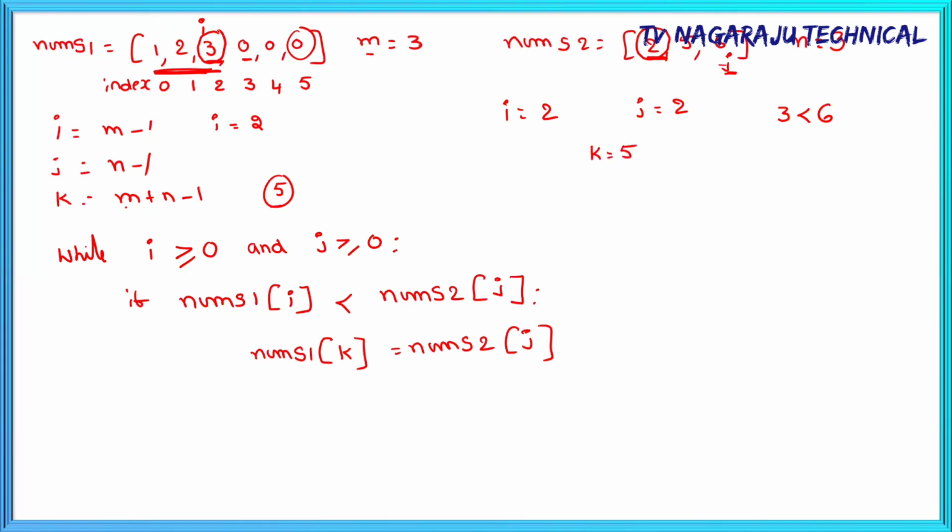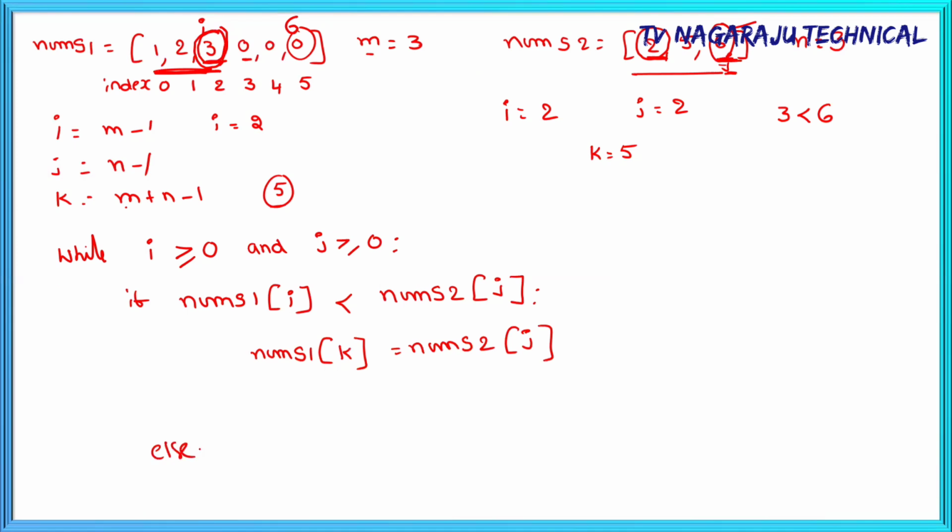In the first array, the last element is compared with the second array's last element. This is the largest element in the first array. This is the largest element in the second array. If this is greater, place 6 at this position. The position of 6 is fixed.